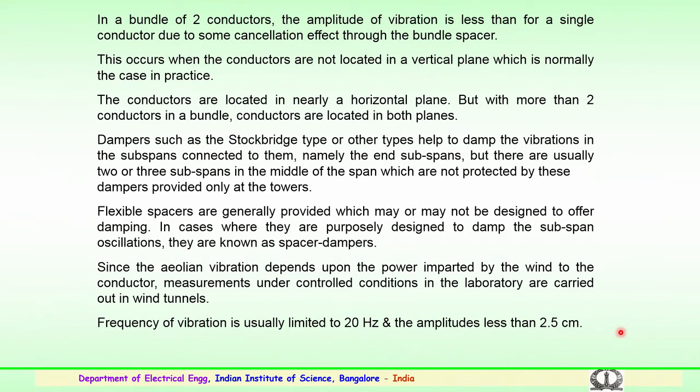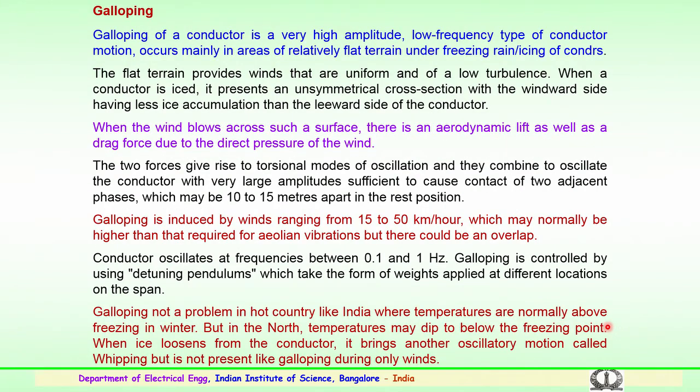So, we will be looking into the types of dampers and the spacers which are being used in future discussions. The second type of vibration or effect is known as galloping. The galloping of the conductor is a very high amplitude, low frequency type of conductor motion and occurs mainly in areas of relatively flat terrain. So, the towers which are on flat terrain undergo this type of conductor vibration known as galloping, and it is also observed under freezing rain and icing on the conductor. So, this phenomenon is seen in the cold countries.